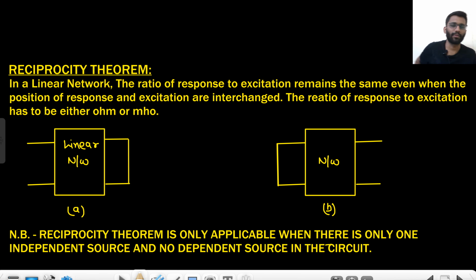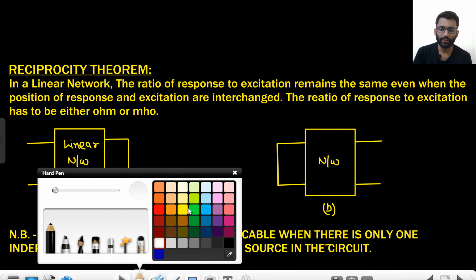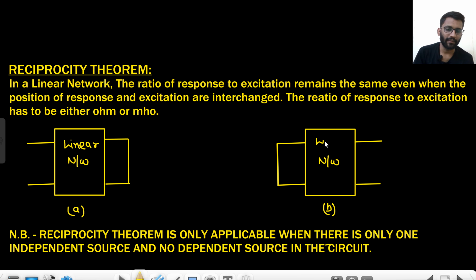Now let's move on to our theorem, reciprocity theorem. Let's see the statement first. What does it say? In a linear network, so this would also be linear, the ratio of response to excitation remains the same even when the positions of response and excitation are interchanged.